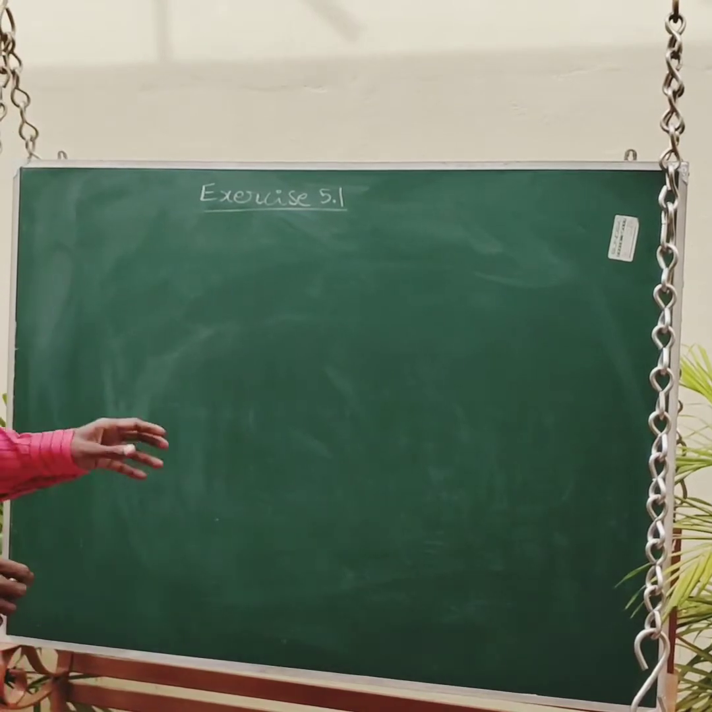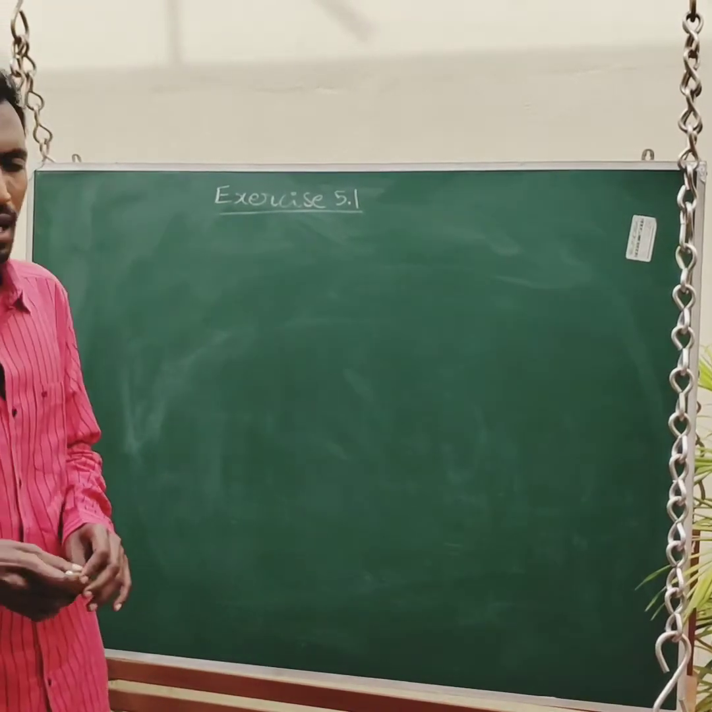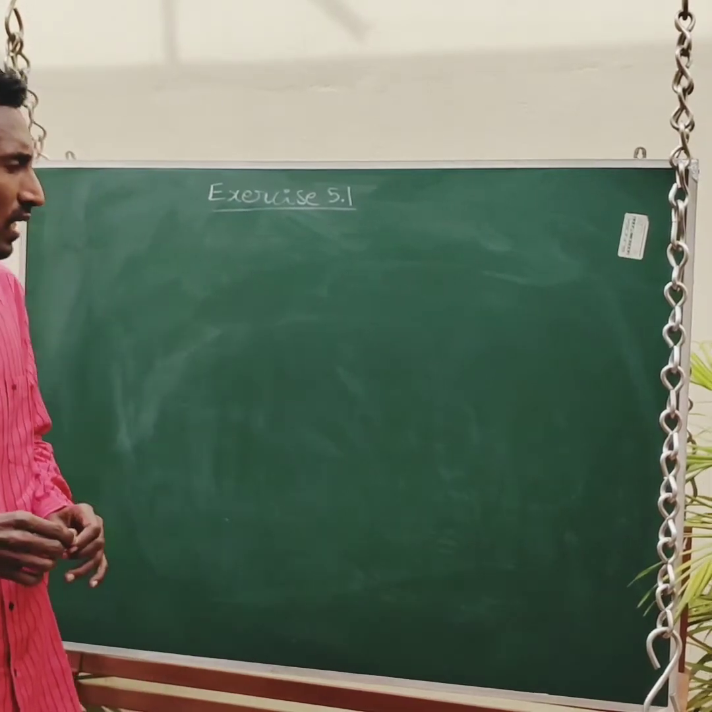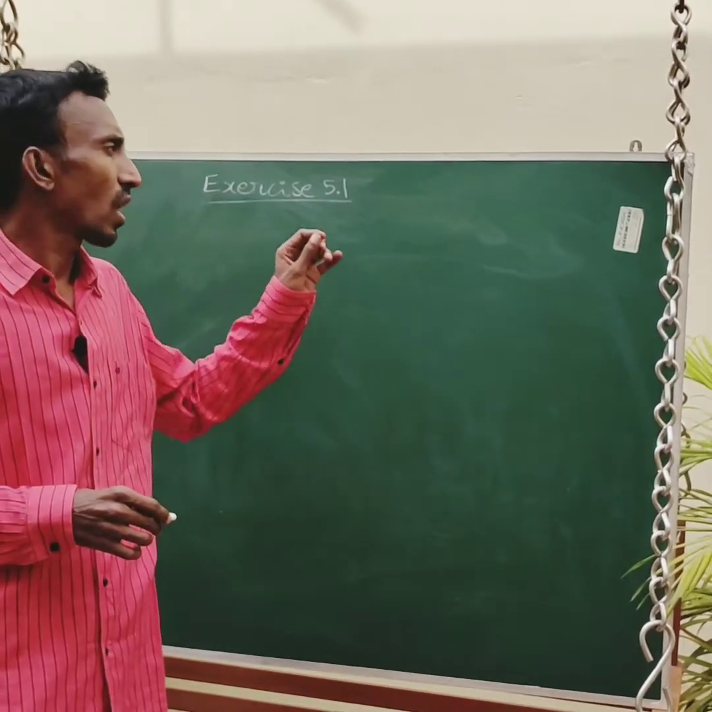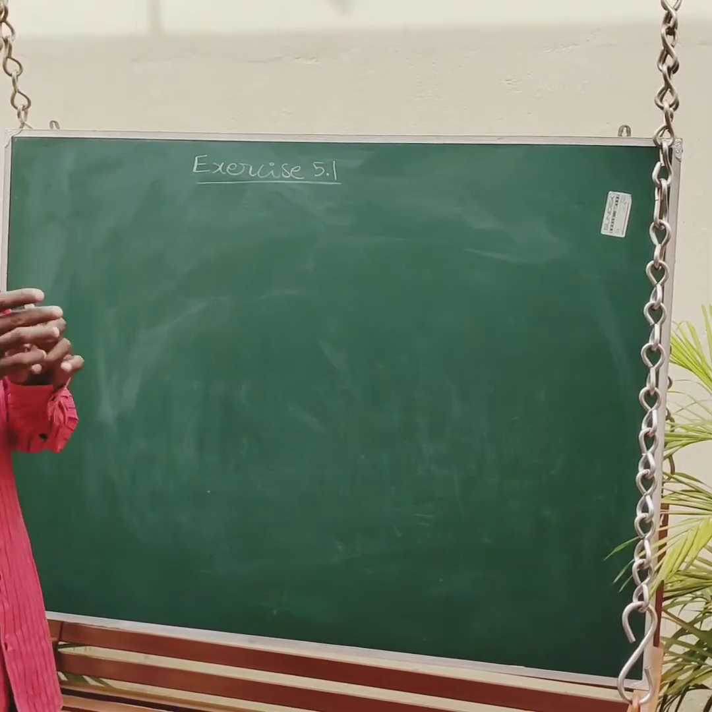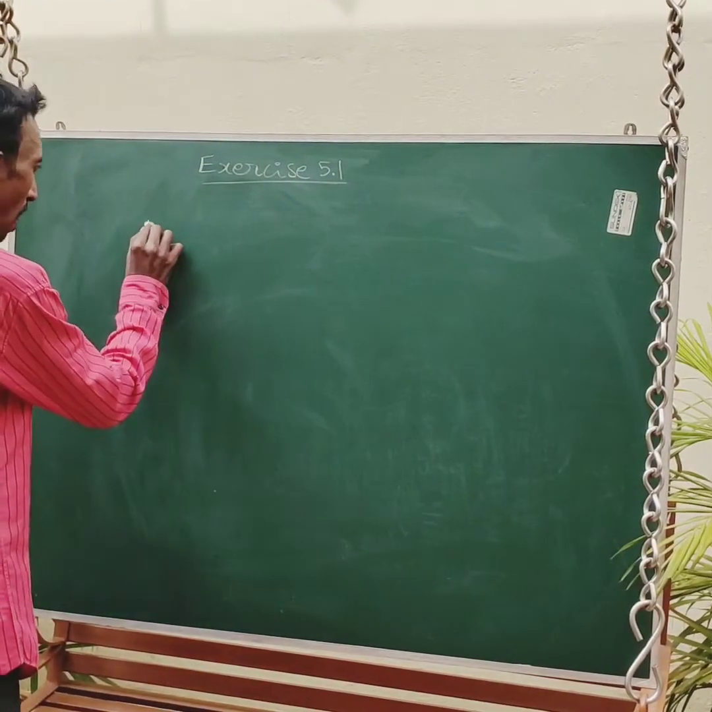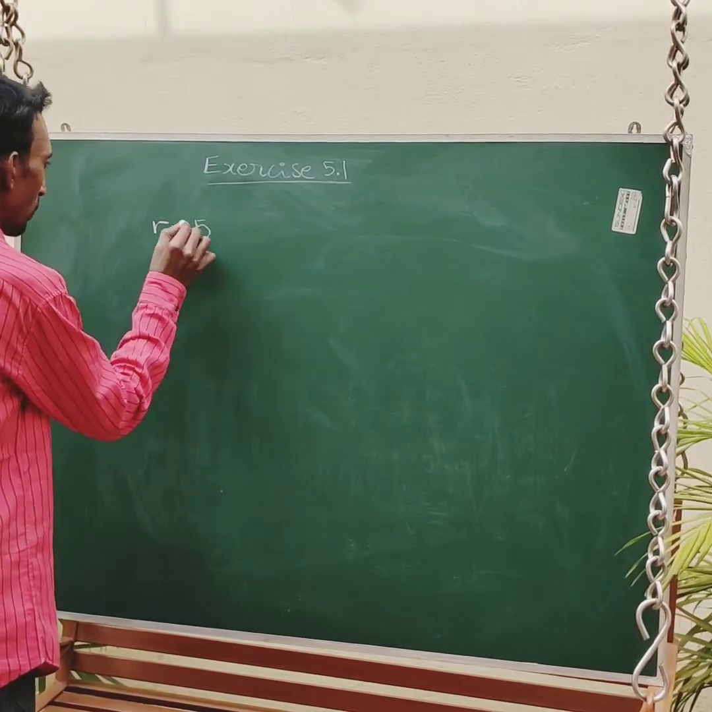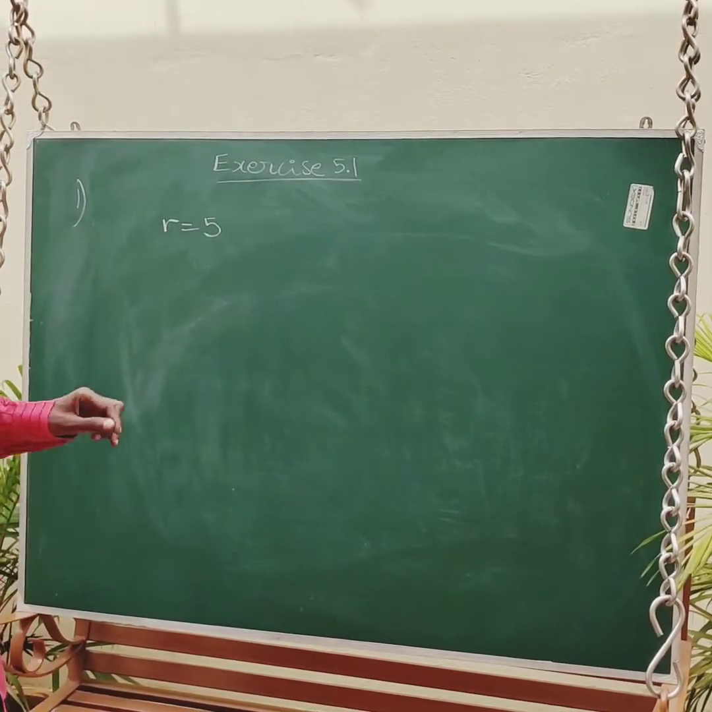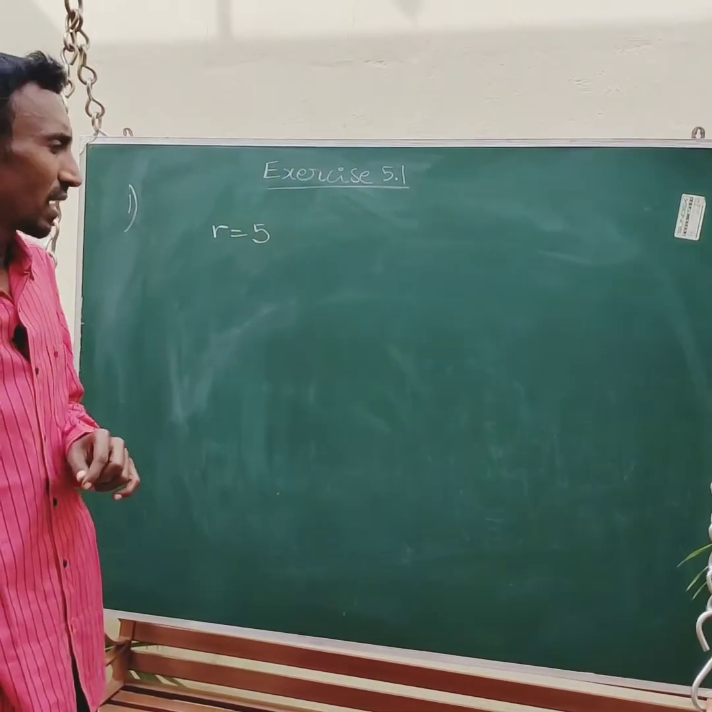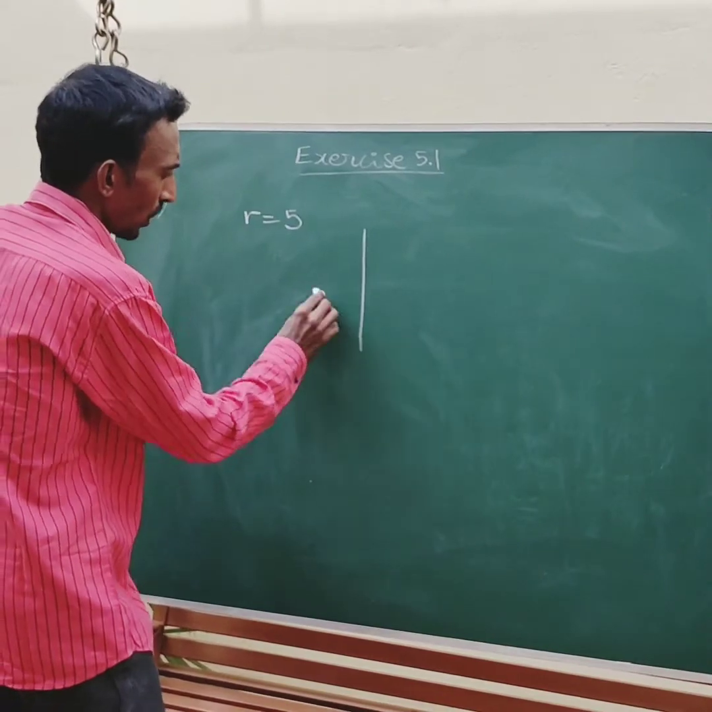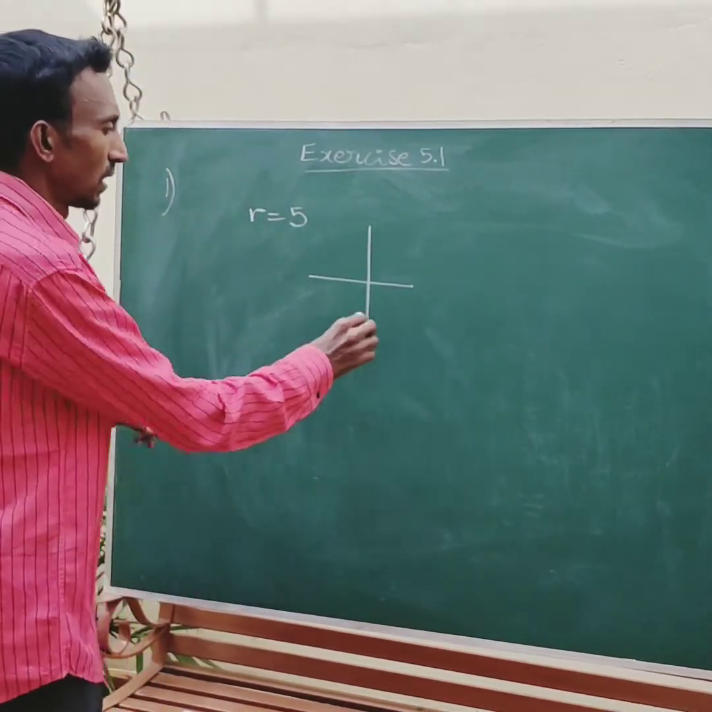The very first problem is: obtain the equation of the circle with radius 5 centimeter and touching the x-axis at the origin, in standard form. Here the radius r is clearly given as 5. If I draw the diagram, you can get the point easily.